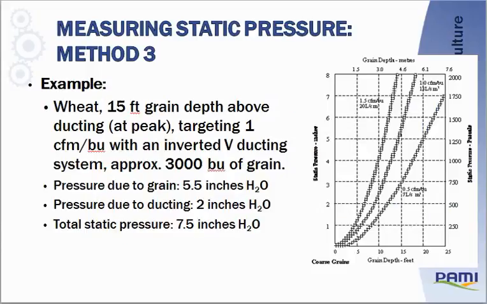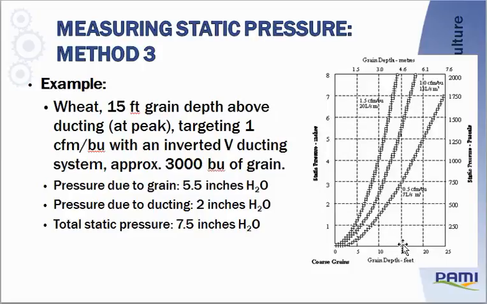So, as an example, let's say we are working with wheat. We have a 15-foot grain depth above the ducting, right at the peak. We are targeting 1 CFM per bushel. We have an inverted V ducting system, and we're looking at storing about 3,000 bushels of grain in that bin. So we go to this chart. This is the one for wheat again.